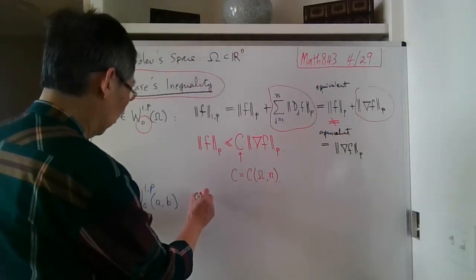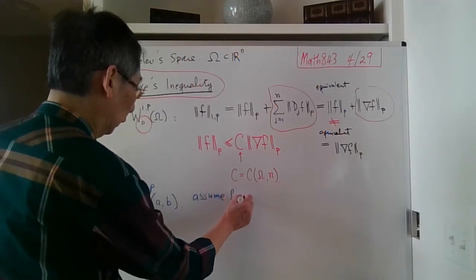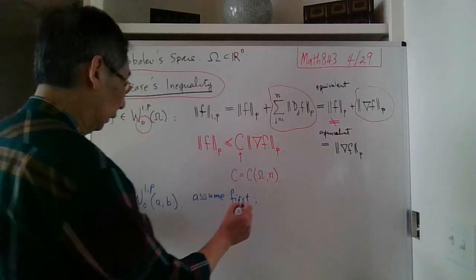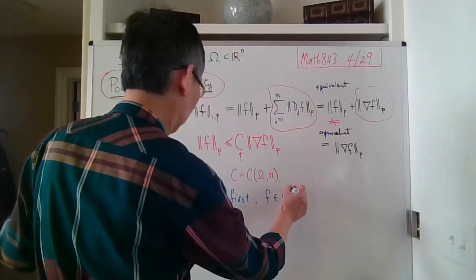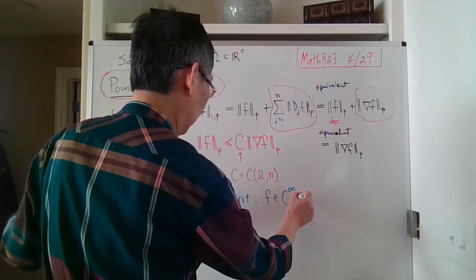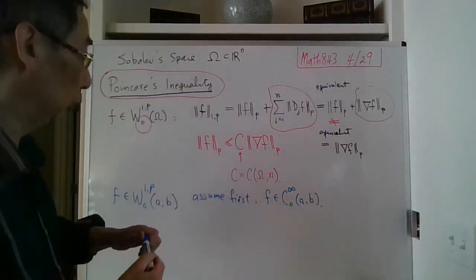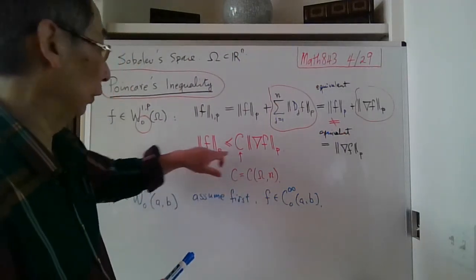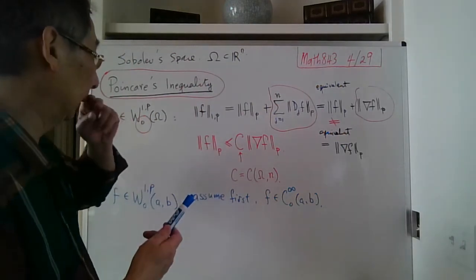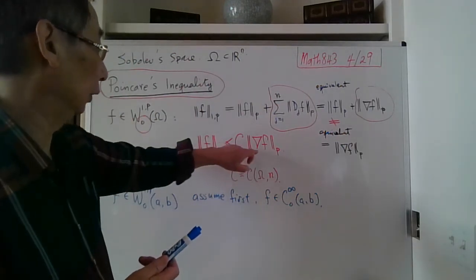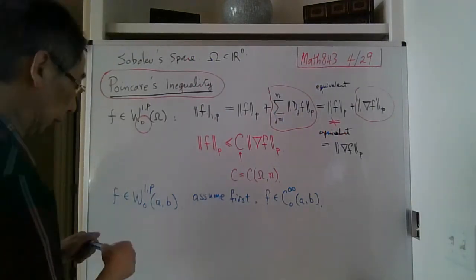that f is actually in C_0^∞(a,b). I'm going to prove this for the smooth function first, and then by completeness and density I can pass to the general function using a limit process. Okay, so let's look at this case first.